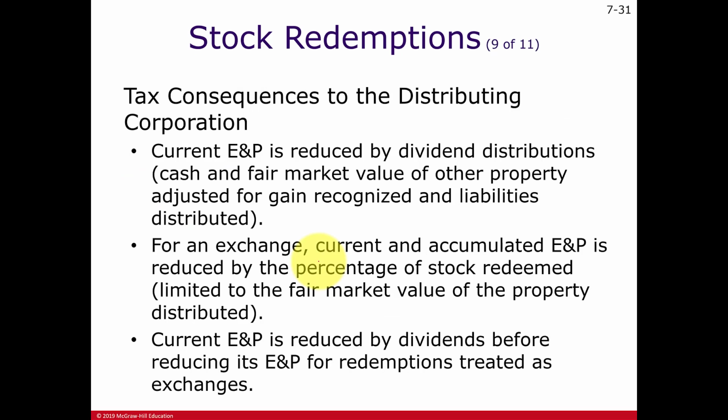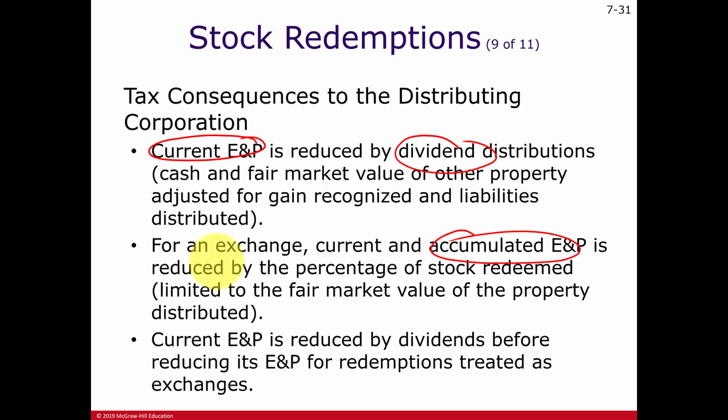So on the corporate side, they're going to have to reduce their retained earnings or earnings and profits. Here it says there are different rules. Well, if it's a dividend, we've seen in the previous video how to first use the current earnings and profits and then the accumulated earnings and profits.